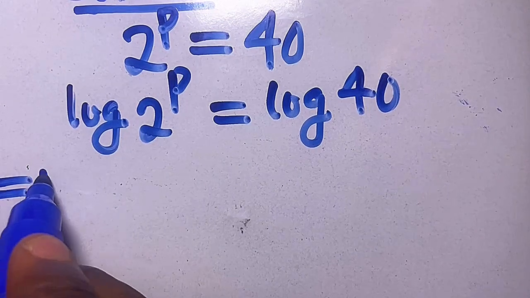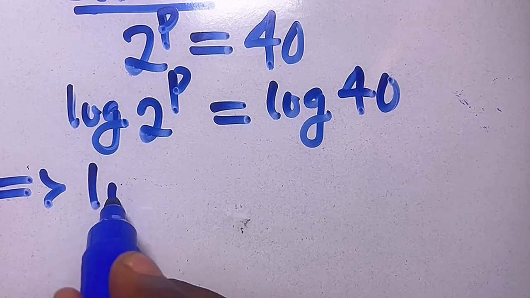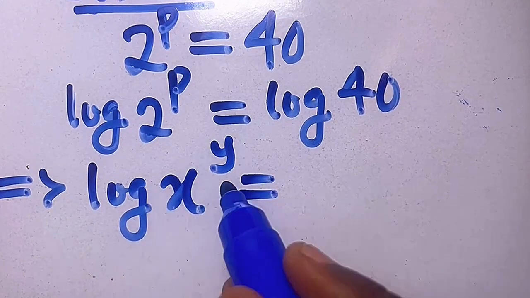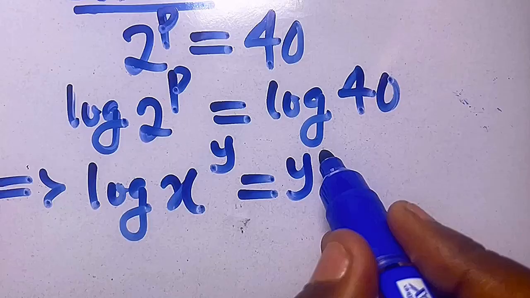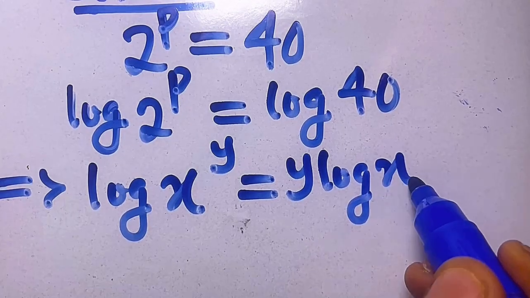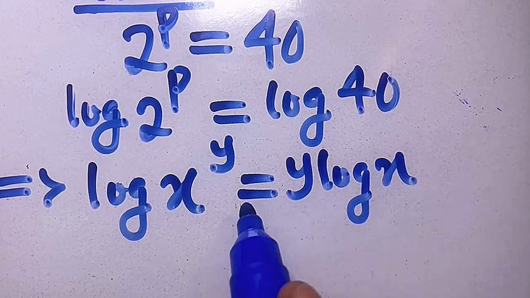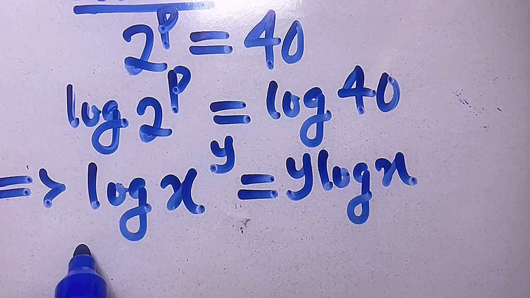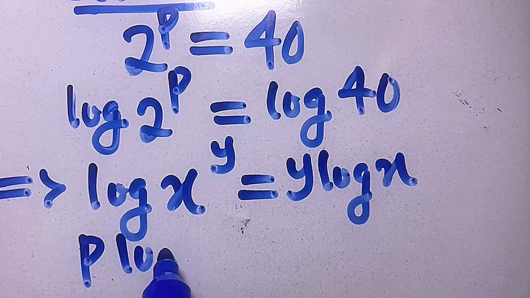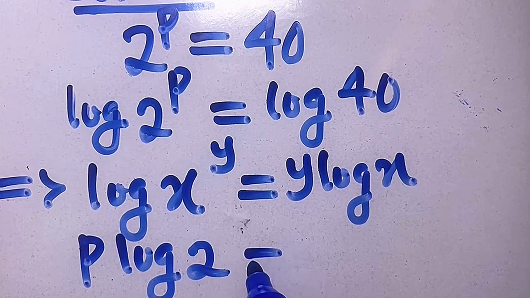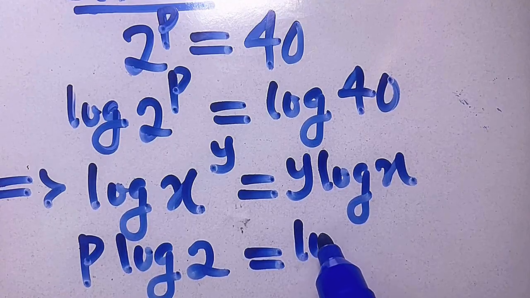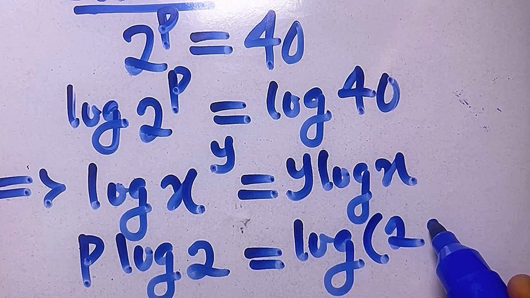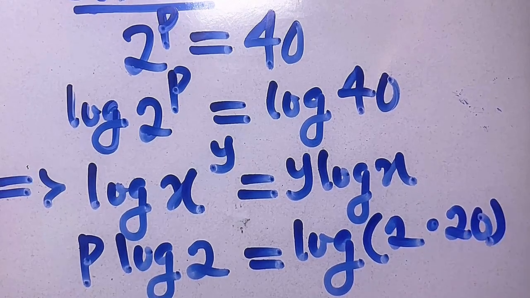But let's recall from the law of logarithm that if you have log x raised to power y, this equals y log x, right? So applying this, it means that this p will come forward. So we have p log 2 equals log 40. We can express 40 as 2 times 20, right?